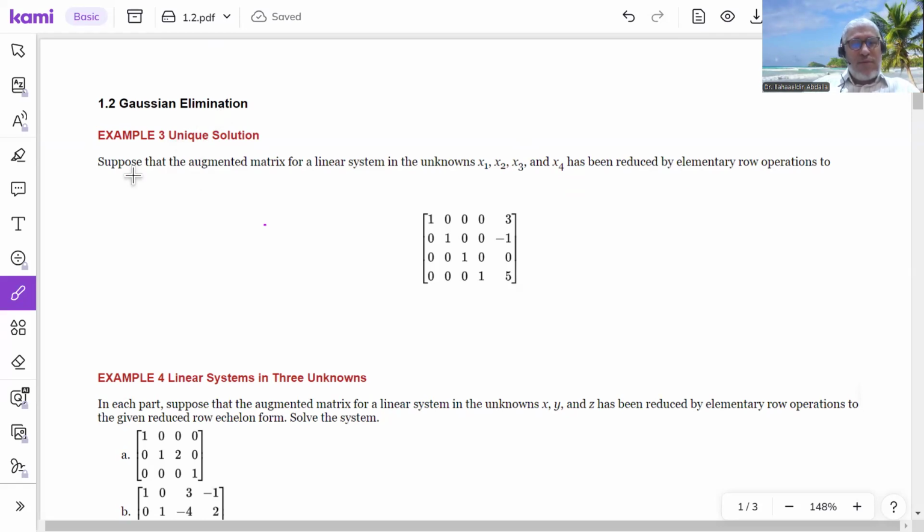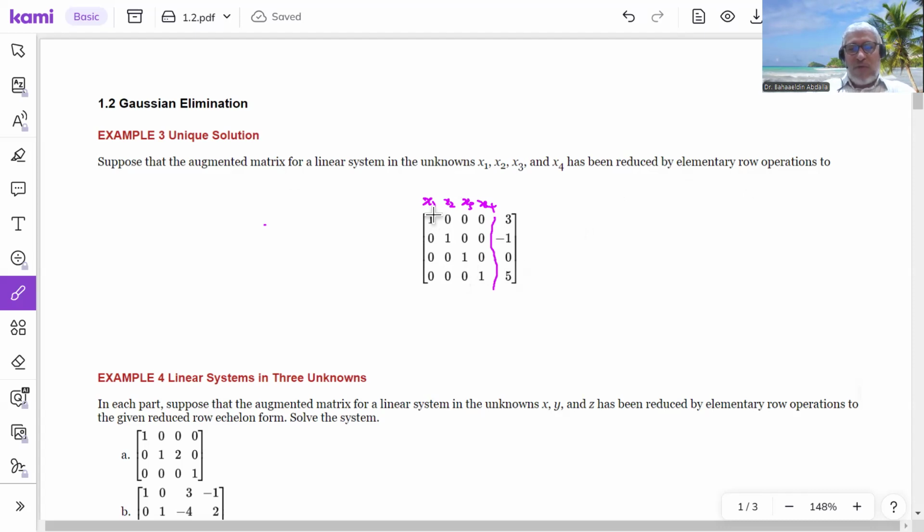The first example, suppose that the augmented matrix for a linear system in the unknowns x1 up to x4. So the first column represents x1, the second column x2, x3, x4, and here we have the right-hand side, the constant terms in the right-hand side of the equations, has been reduced by elementary row operations too. So there was an augmented matrix of the system, and we used the 3 row operations we mentioned in the previous section, and we reduced this augmented matrix into this form. So this is a final form.